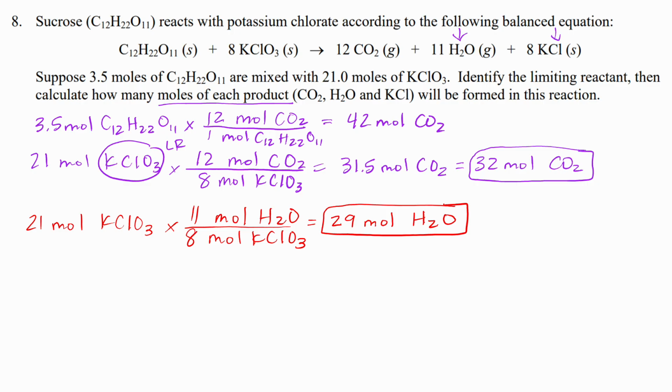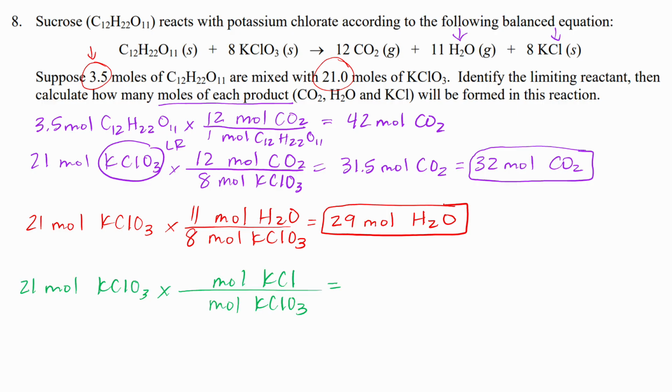And in my calculator, I get 28.875, but because my given numbers are 3.5 and 21.0, my lowest number of sig figs is 2, so I need to have that number in 2 sig figs. And for my last one, I'm converting to KCl. So again, I need to get rid of moles of KClO3, so they're going to be on the bottom. And I want to end up with moles of KCl, so it's going to be on the top. So the 8's cancel out, so I'm just left with 21 moles of KCl. And that is number 8.